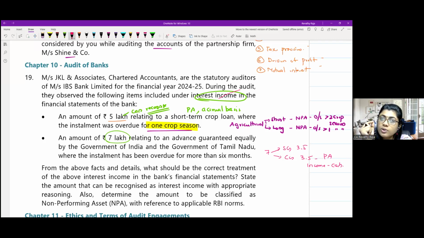Those who have our notes, please take and see the exact point. I will say in advances, fourth point. I've given 21 or 22 points. In that fourth point, for asset classification, it is PA. However, income recognition, it will be NPA, meaning cash basis. Meaning, you won't recognize the income at all. Here it is anyway NPA only.